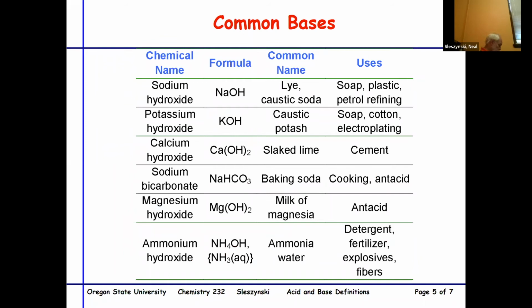Common bases we'll see here, again, hydroxide, sodium hydroxide, potassium hydroxide, calcium hydroxide, and the list goes on. Ammonium hydroxide, the last entry, is actually the compound that you get when you mix ammonia with water. Ammonia reacts with water, removing a hydrogen from a water molecule, producing an ammonium +1 ion and a hydroxide -1 ion.